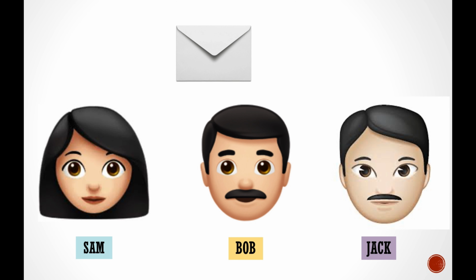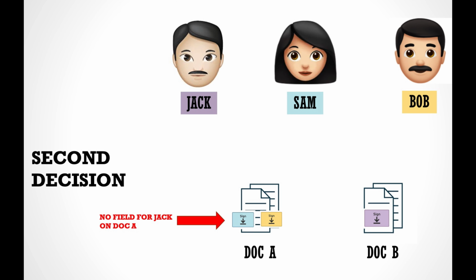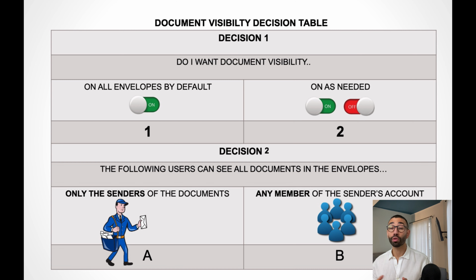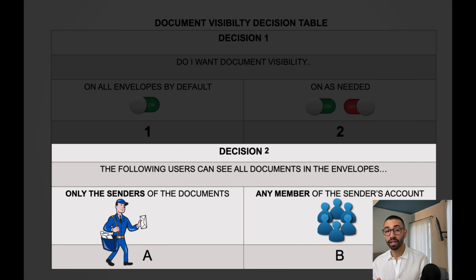Let's assume that your colleague Jack doesn't have a field on one of the documents. With option A, Jack would see all documents because he's a member of your DocuSign account. But with option B, he won't see the documents that don't contain a field assigned to him because he isn't the sender of the envelope. The sender is you. So both of those options cannot be changed in the envelopes. You have to do it on the account, so that affects all envelopes across the account. So make sure you choose carefully.